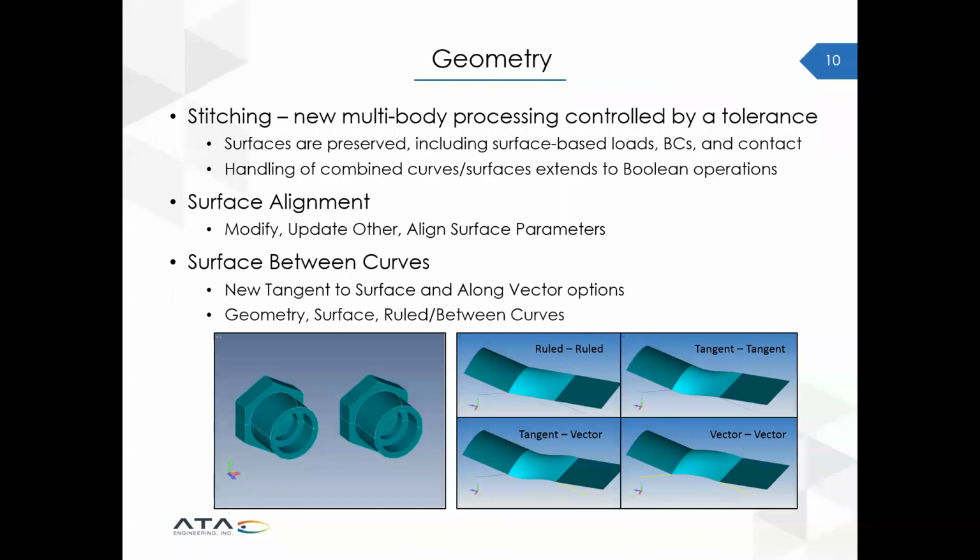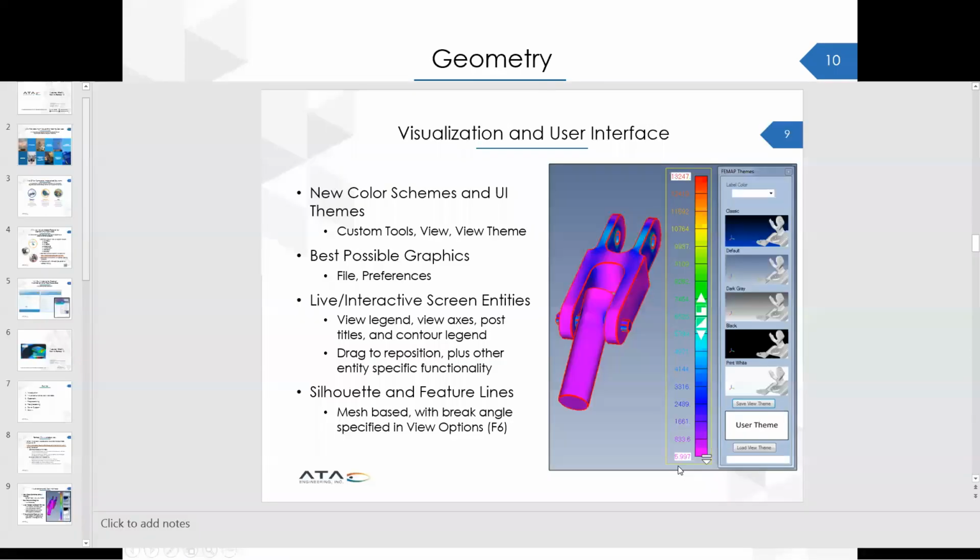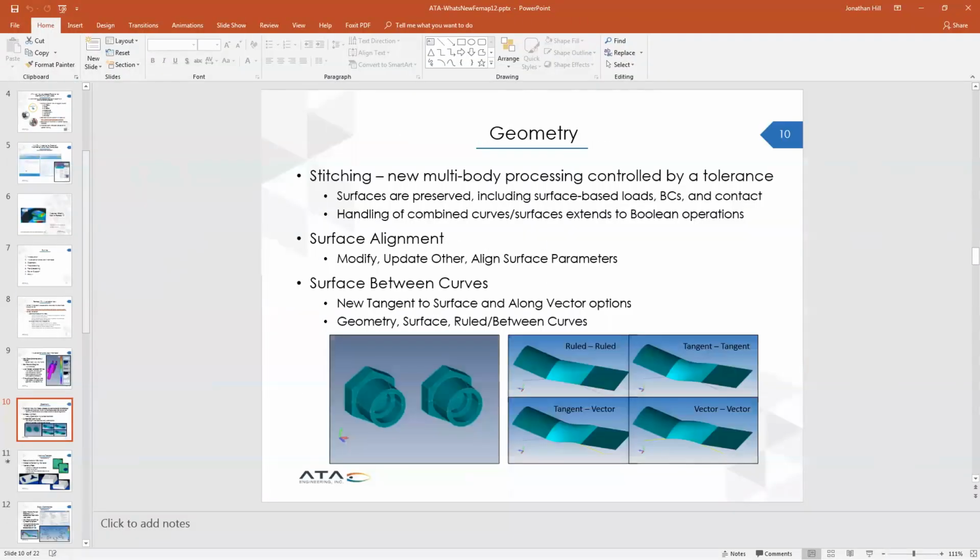And then finally, they've introduced some new surface between curves commands. Previously, we only had ruled, which sometimes is what you want, but sometimes we need more options. So they have introduced a tangent option. This is tangent to surface. And they've also introduced a vector option. So this is tangent to vector. And we'll take a look at this as well. So let's hop back over to Femap now.